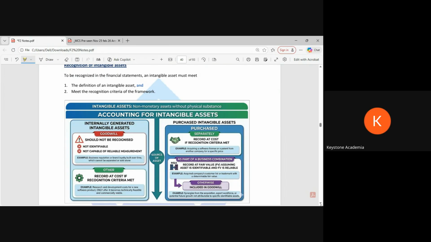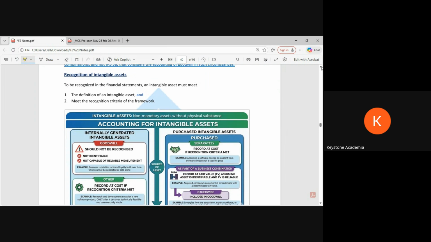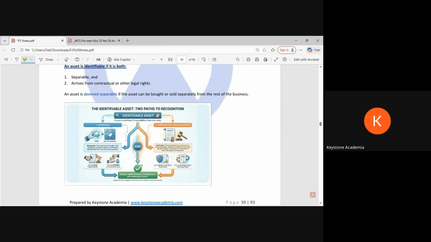That amortization will come later on. First, we are talking about identification. If you have developed a system like software and it qualifies the two conditions, separately also we can sell it, or at least we can separate the software. Plus, we have the legal right to use it. It's our own. Then you can identify.